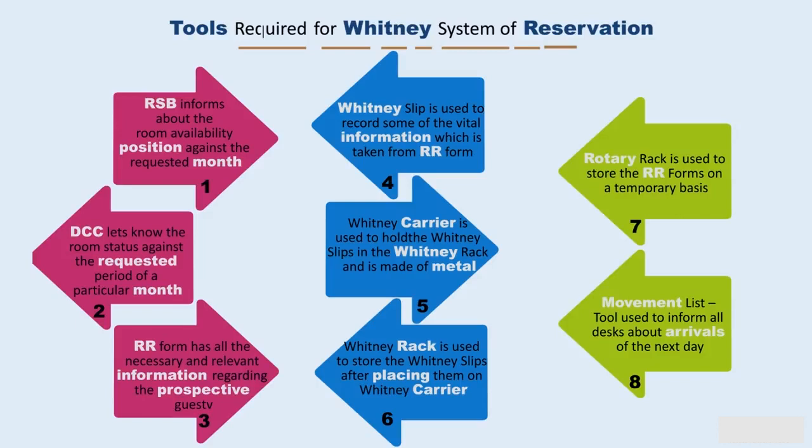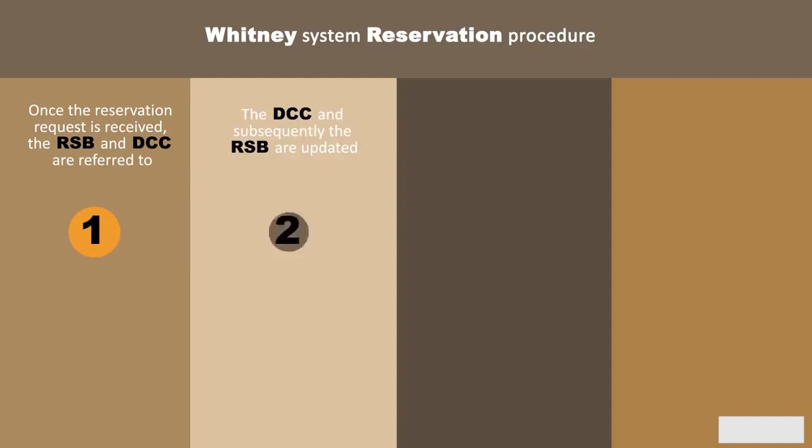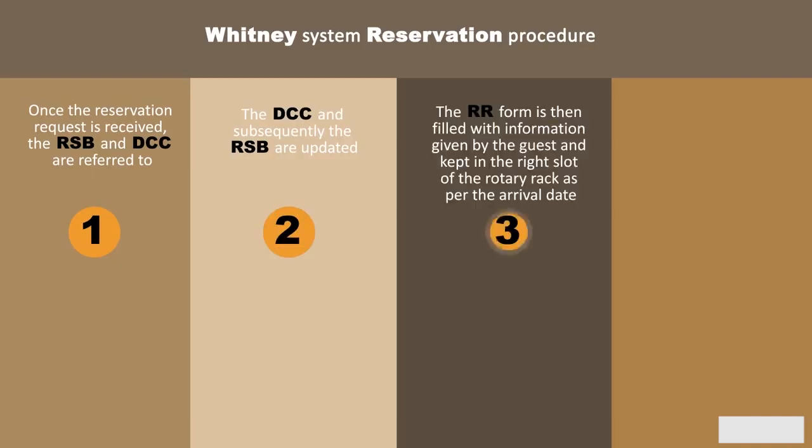A certain reservation procedure is followed in Whitney reservation system. Once the reservation request is received, the room status board and density control chart are referred to. The density control chart and subsequently the room status board are updated. The room reservation form is then filled with information given by the guest and kept in the right slot of the rotary rack as per the arrival date.